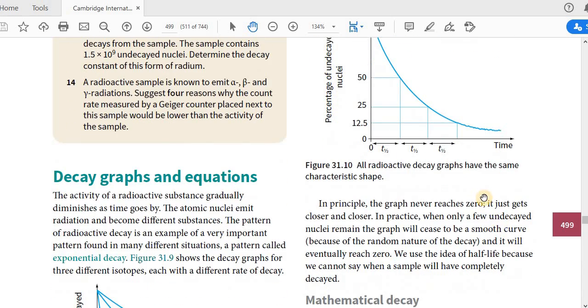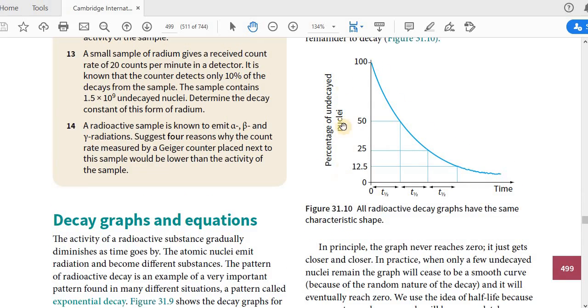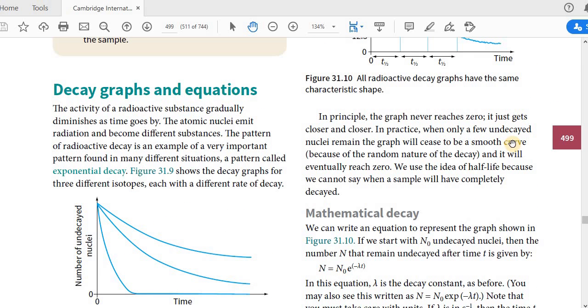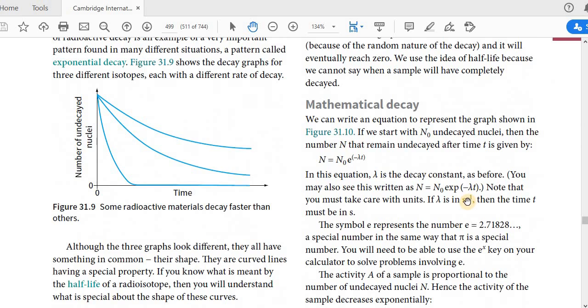All radioactive decay graphs have the same characteristic shape: percentage of undecayed nuclei versus time. In principle, the graph never reaches zero. It just gets closer and closer. In practice, when only a few undecayed nuclei remain, the graph will cease to be a smooth curve because of the random nature of decay, and it will eventually reach zero. We use the idea of half-life because we cannot say when a sample will have completely decayed.